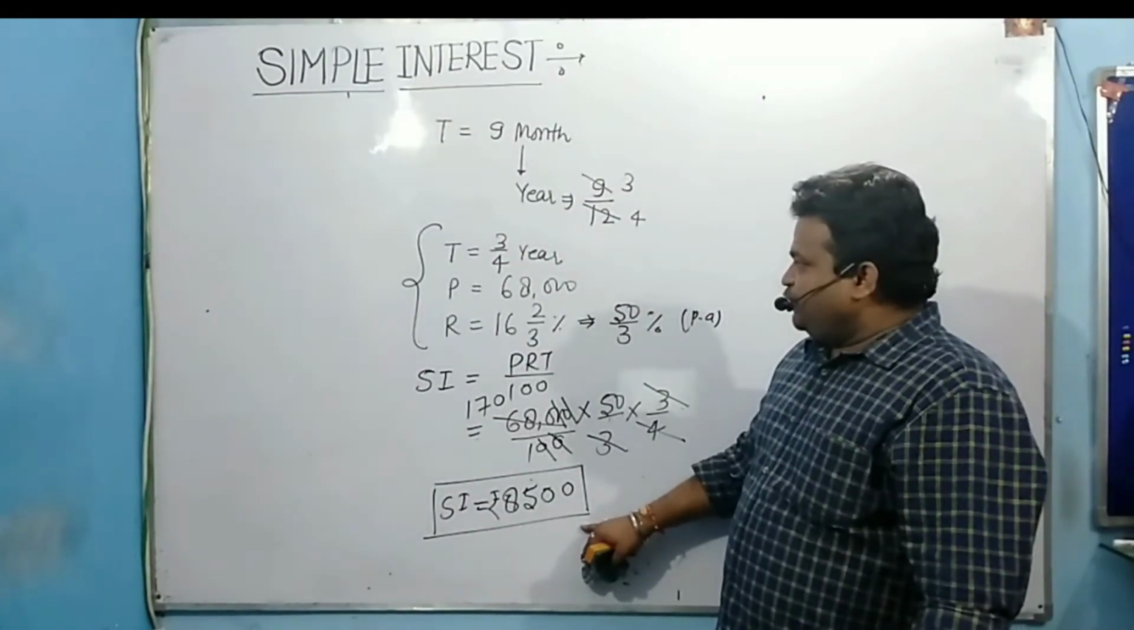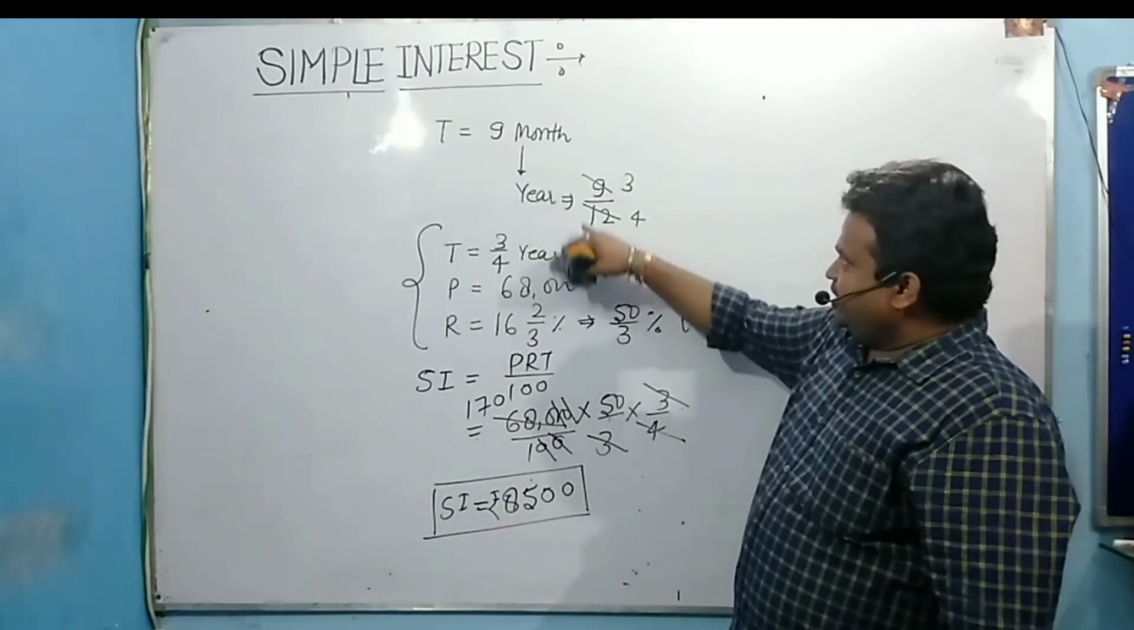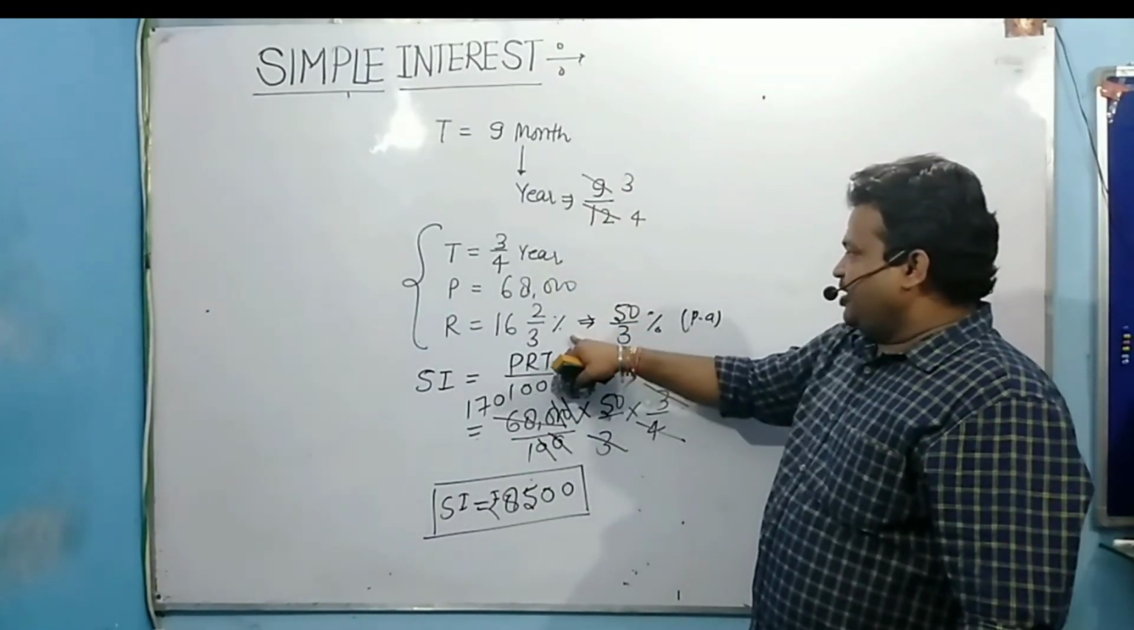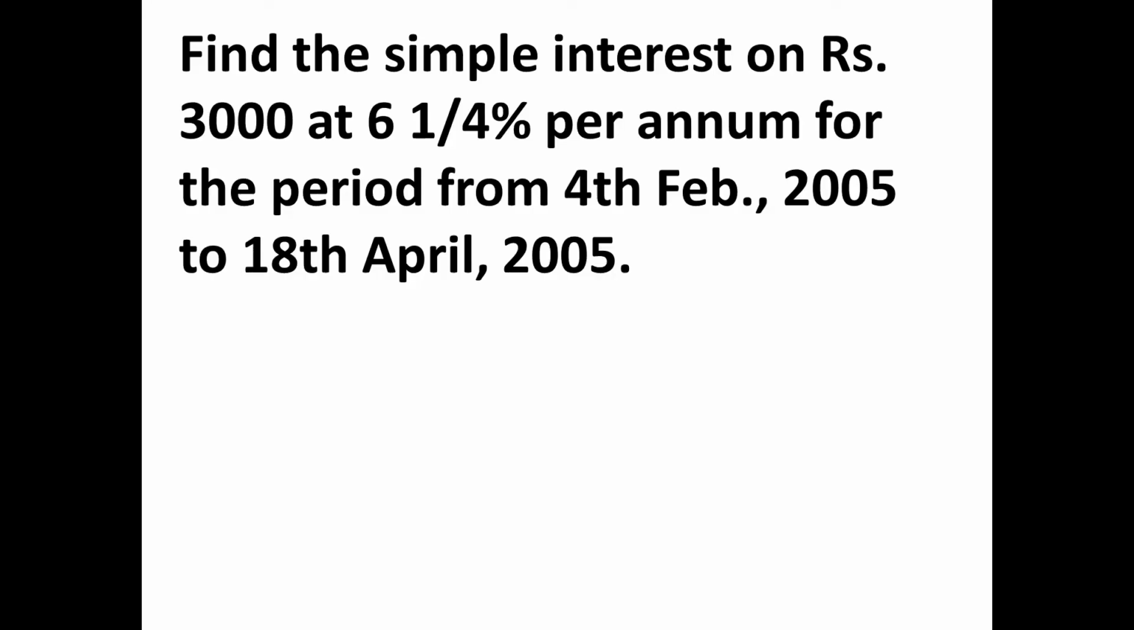8,500. When you apply this interest, when a principal is 68,000 for 9 months and this much amount of interest rate per annum, this will be your solution. Okay, you note down this.